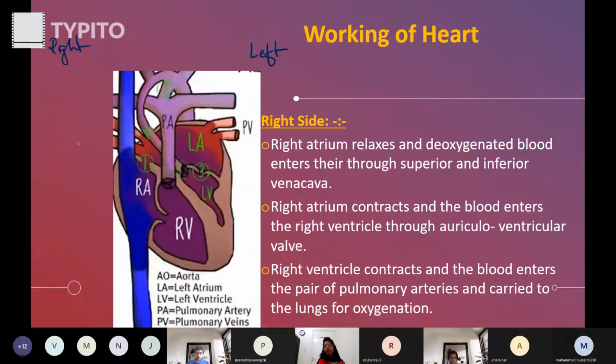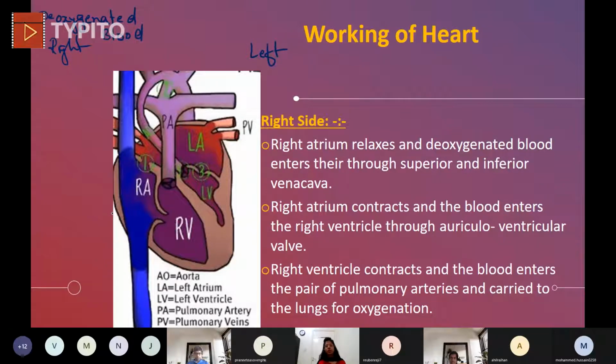The right side of the heart contains what kind of blood? Please reply fast. The right side of the heart, this is the right atrium and the right ventricle. They contain what kind of blood? Exactly, don't restrict yourself. Say deoxygenated blood. Okay, they contain deoxygenated blood.